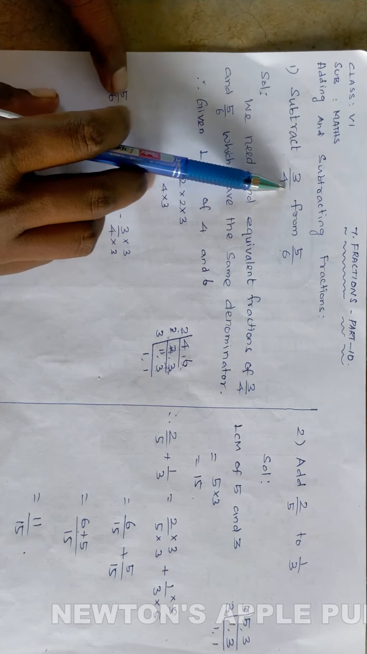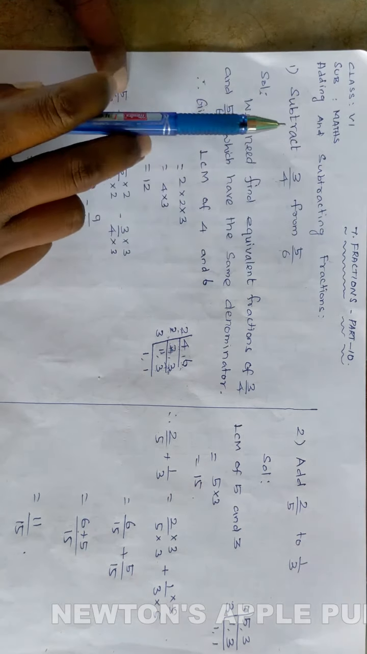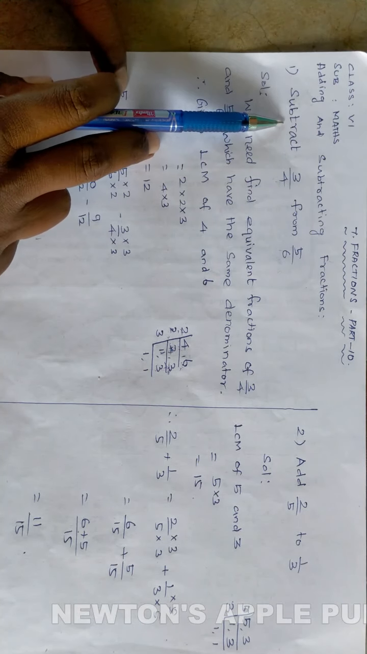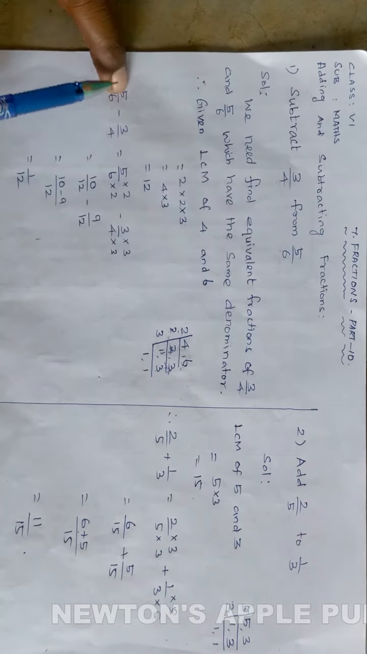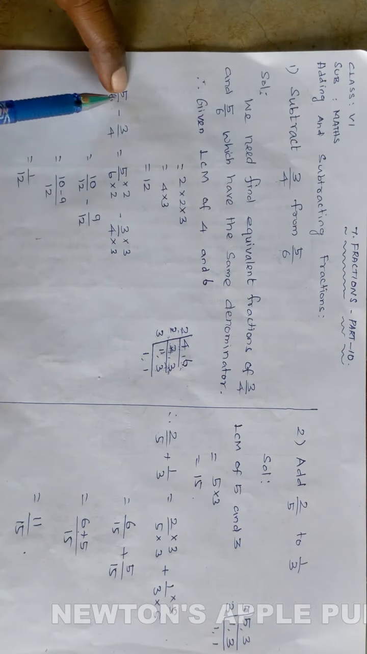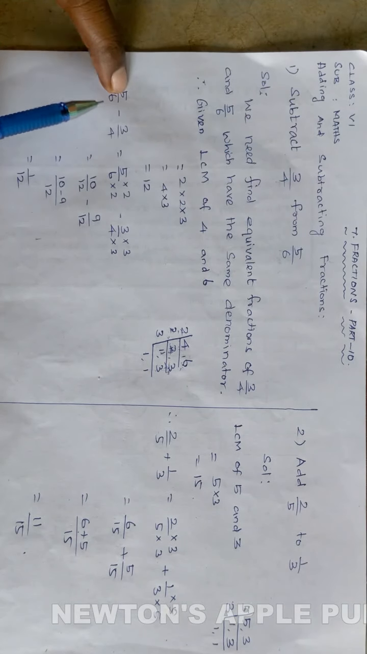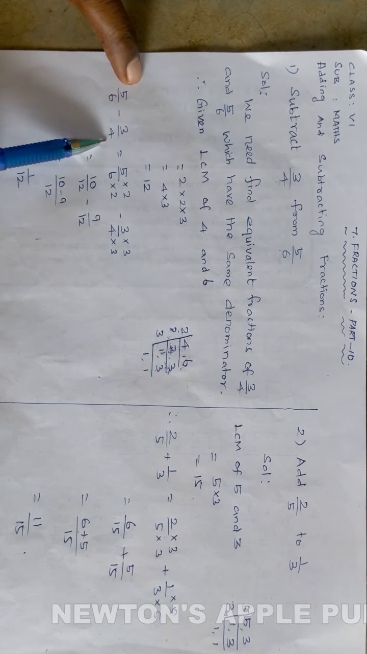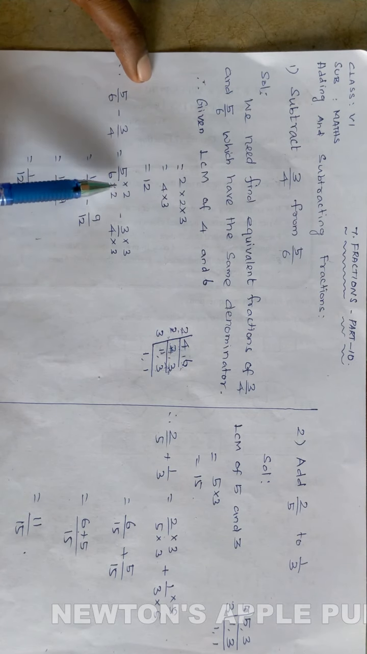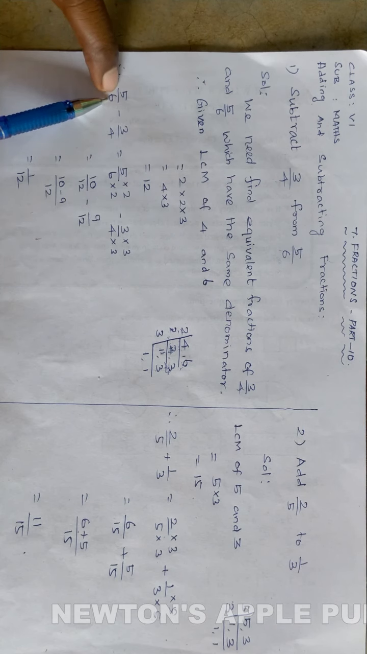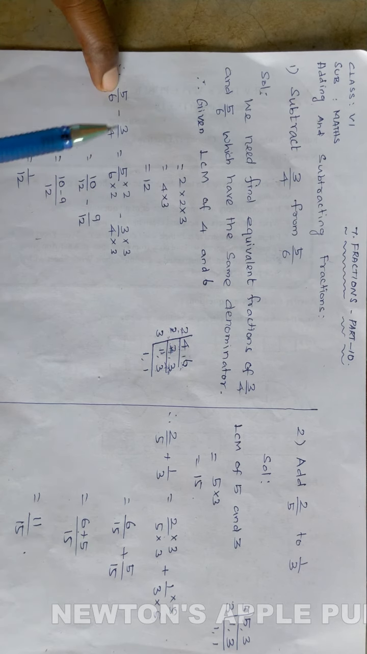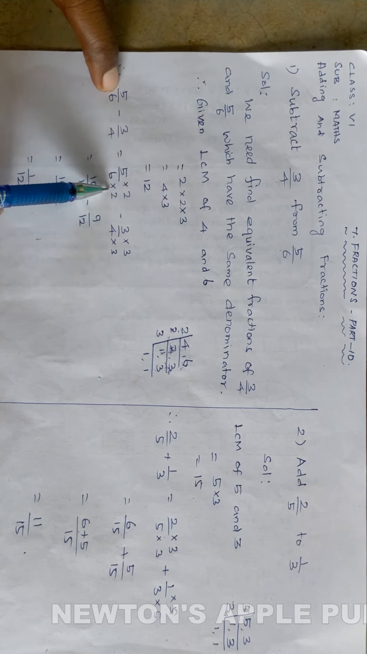But here the given sum is subtract 3 by 4 from 5 by 6. It means first we take 5 by 6, and next, subtraction, it means minus 3 by 4. See here, 5 by 6 minus 3 by 4. First we write 5 by 6. Here the denominator is 6. So which number multiplied by 6 gives 12? 6 2's are 12. So we multiply its numerator and denominator by 2.